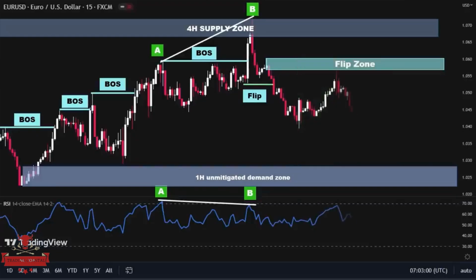As we can see, our order has been activated and we have successfully entered the market. Now as you can see, our take profit has been hit and the trade has been closed with a profit. This is a perfect example of how RSI divergence can be used as a confirmation for entry in smart money trading and how it can be combined with other technical analysis tools to increase the probability of success in trading.